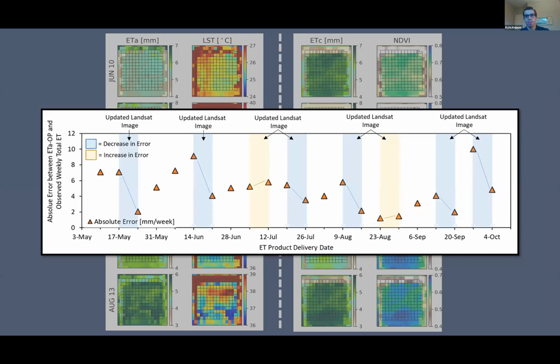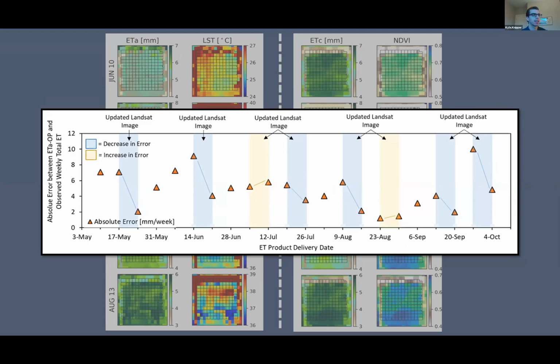And I already briefly mentioned this, but again, it is because of the latency in the infrared product that we saw fairly increased errors within our model and observations. So what you see is the absolute error between the operationally run model and the observed weekly total ET. And what we find is when you update your Landsat image, you see a fairly large decrease in modeled error. And this isn't surprising, obviously if your Landsat image date is closest to the actual date that you're trying to model for, you're going to have a lower error.